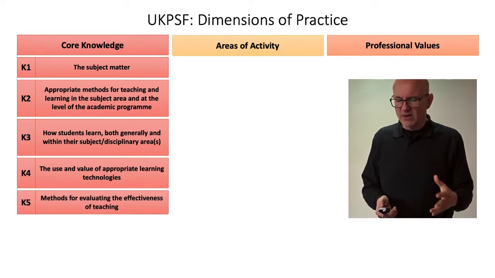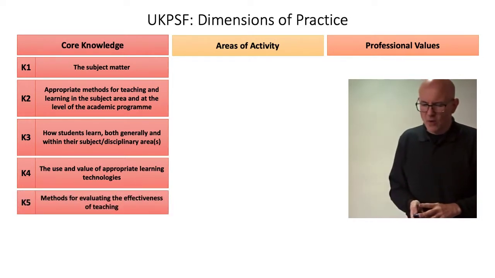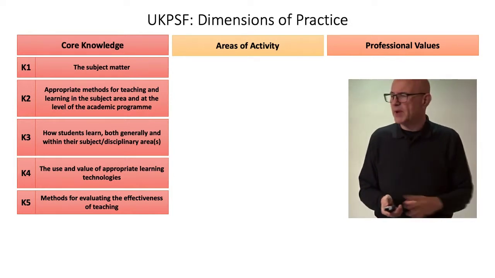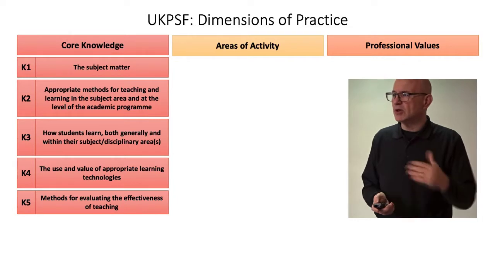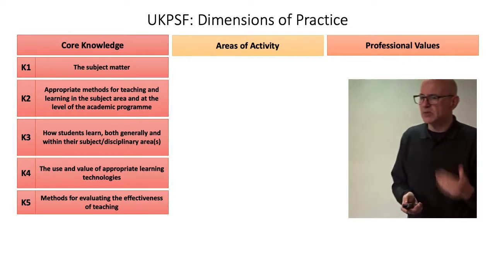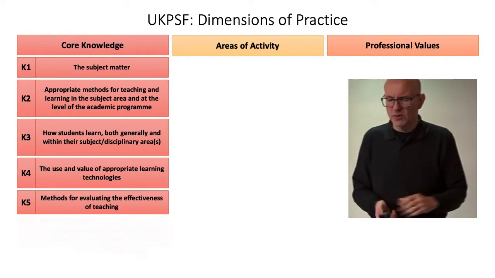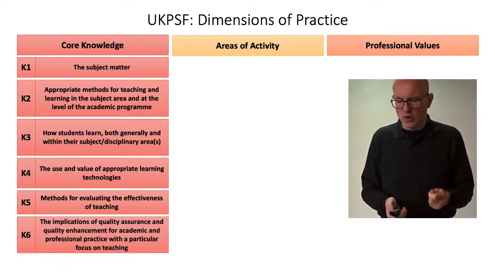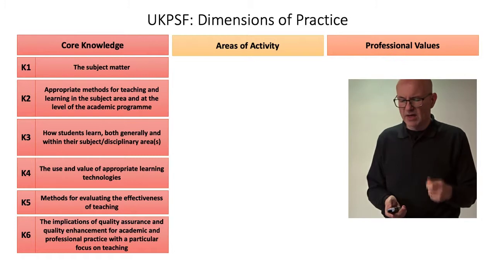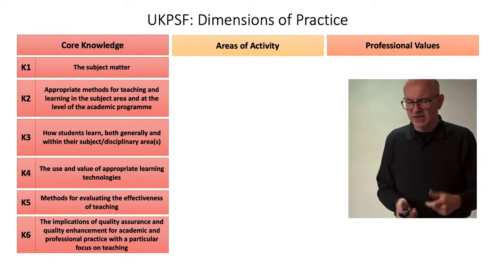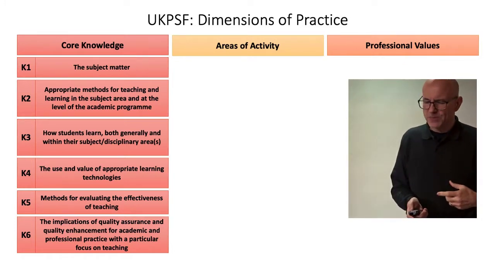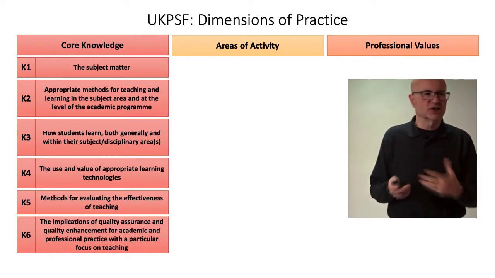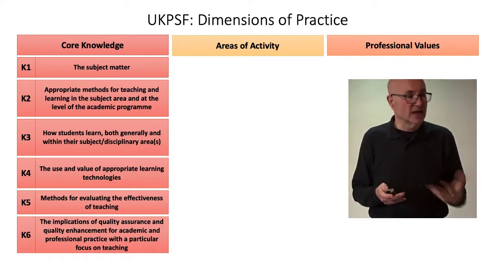Methods for evaluating the effectiveness of teaching. Clearly most organisations, as you do, have peer observation systems in place, but there are lots of other opportunities, and we'll come to those as well this afternoon. And then the implications of quality assurance and quality enhancement for academic and professional practice, with a particular focus on teaching. Clearly quality assurance and quality enhancement, the relationship between those two is key.